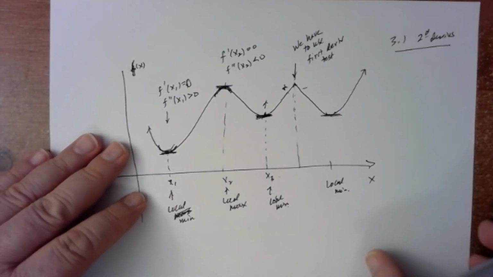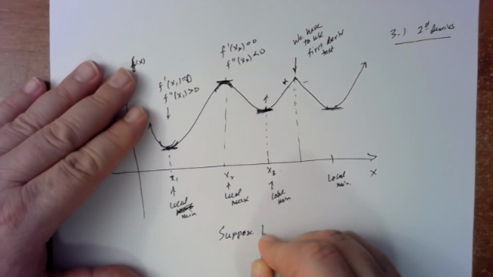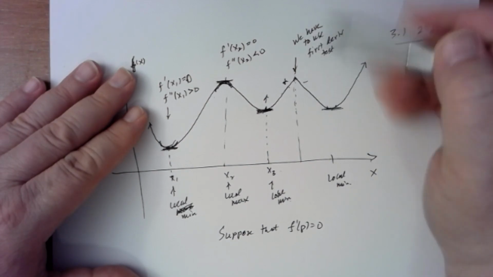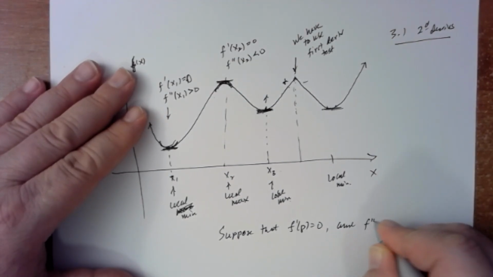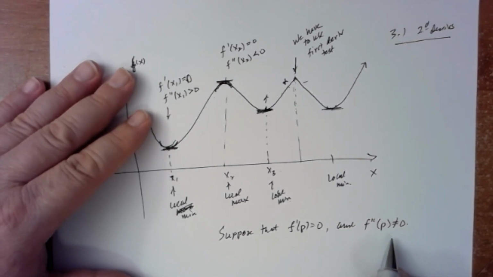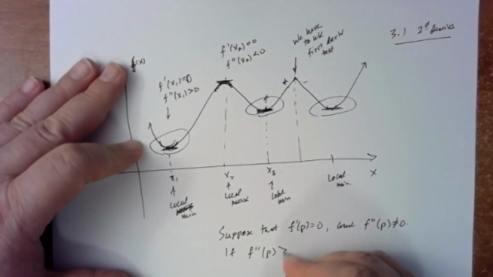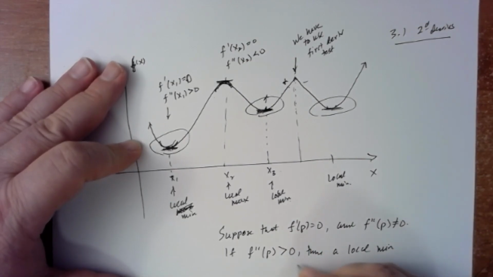All right, so what is the second derivative test? Suppose that f prime of p is equal to 0, and so that's automatically excluding this point, right? And we're going to be tricky here. I'm going to assume that f double prime of p is not equal to 0, because that gets us into a different situation. Then if f double prime at p is greater than 0, which happens here and here and here, then a local min occurs at x equals p.